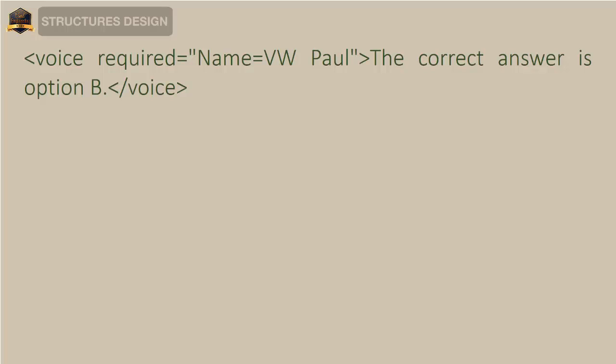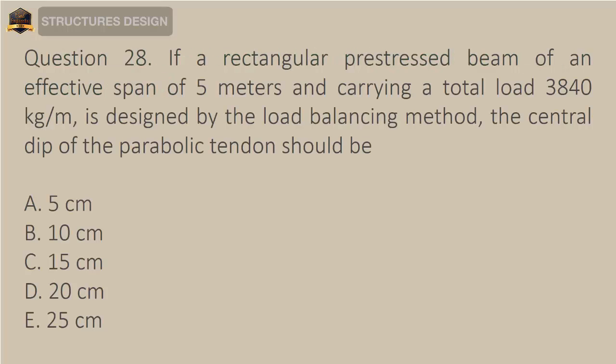Question 28. If a rectangular prestressed beam of an effective span of 5 meters and carrying a total load 3840 kilograms per meter, is designed by the load balancing method, the central dip of the parabolic tendon should be A. 5 centimeters, B. 10 centimeters, C. 15 centimeters, D. 20 centimeters, E. 25 centimeters. The correct answer is option B.